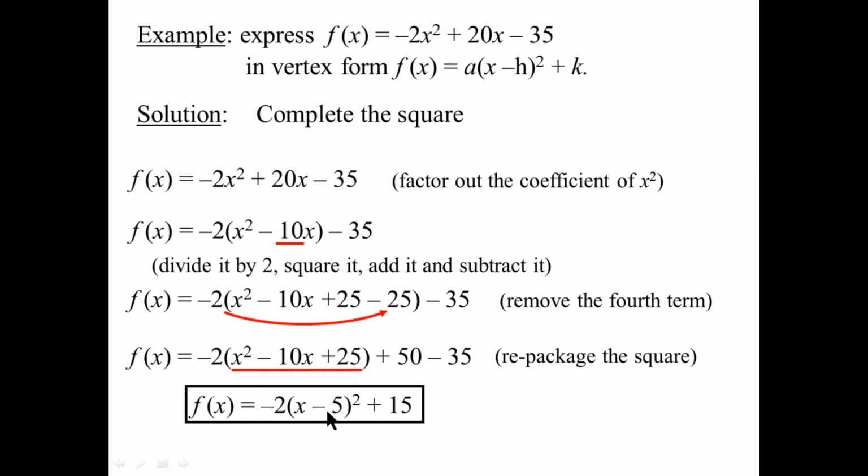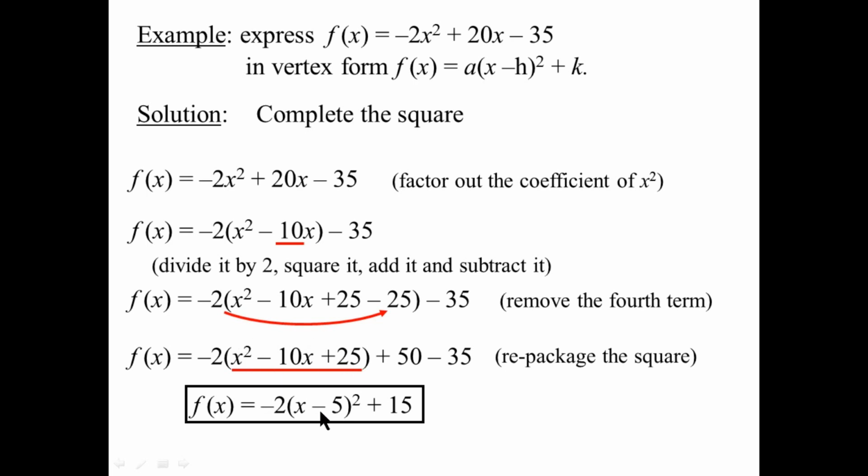Now, I've repackaged it as the square of a binomial. Let's check our work. To square a binomial, it's the first term squared, x squared, that's good. And then double the product. Double minus 5x is minus 10x, that's good. And then on the end, it's always plus, and it's this number squared. So plus 25, that also is good.